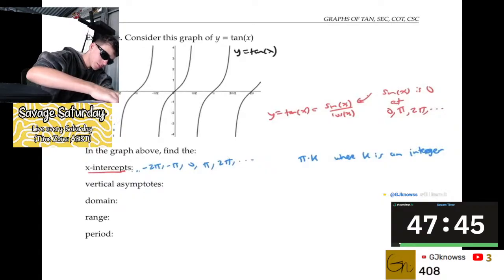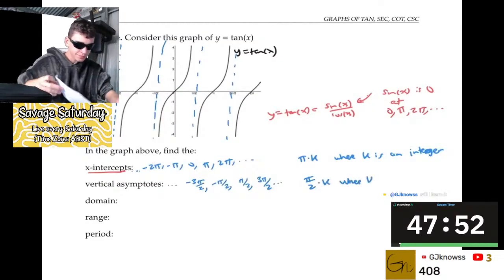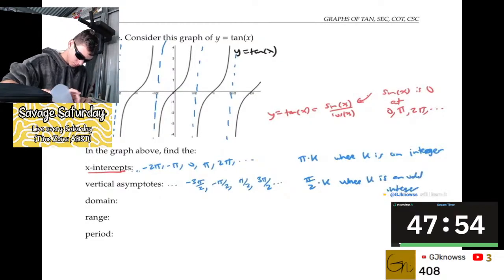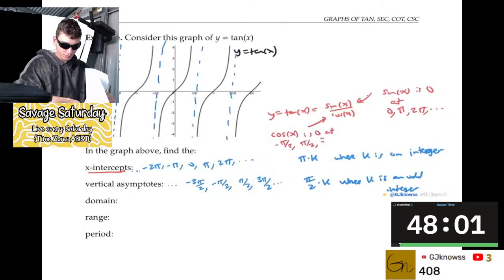From the graph, you can see the vertical asymptotes are at values like negative 3 pi over 2, negative pi over 2, pi over 2, and 3 pi over 2. These values can be written as pi over 2 times k where k is an odd integer. Again, this makes sense from the definition of tangent, since vertical asymptotes will occur where the denominator is 0 and cosine x is 0 at numbers like negative pi over 2, pi over 2, 3 pi over 2, and so on.